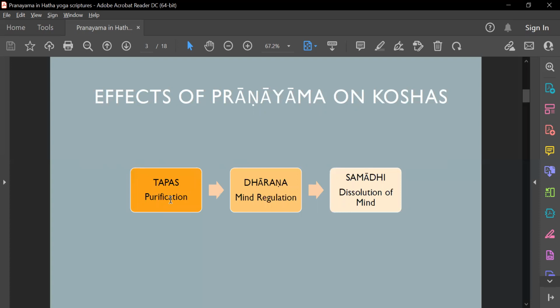So what is tapas? Tapas is derived from tapa. Tapa is heat. This is not to say that the only effect of pranayama is generation of heat. Tapas can also be viewed as ending of cycles or cleansing or purification, the simpler word. This can be viewed as an effect on the physical or the gross body, the Annamaya kosha, or even the Pranamaya kosha, if you look deeper.